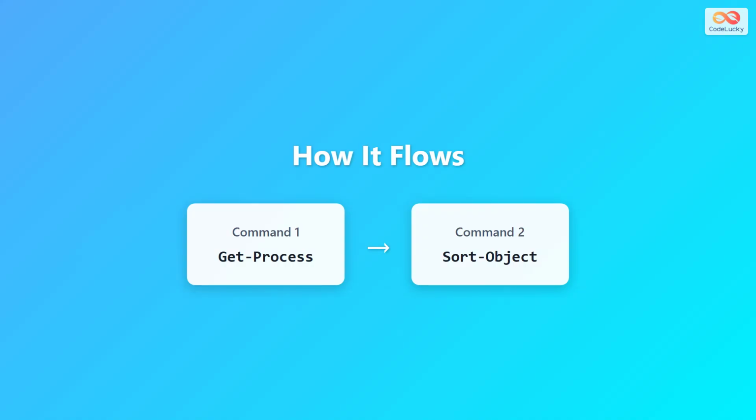Here's how the flow works in our example. Command 1 is Get-Process, which retrieves all the running processes. The arrow represents the pipeline operator moving data from left to right. Command 2 is Sort-Object, which receives the process objects and sorts them. Each command performs a specific task, and the pipeline seamlessly transfers the results. This modular approach means you can mix and match commands to achieve exactly what you need without writing complex code.